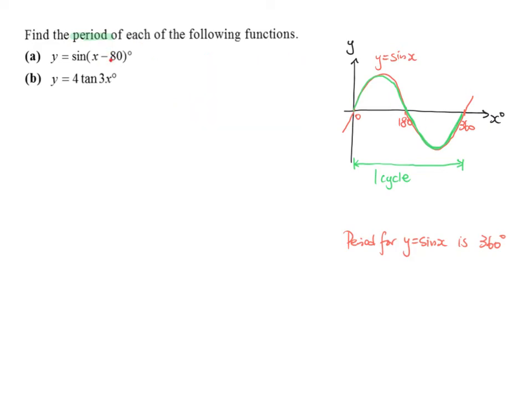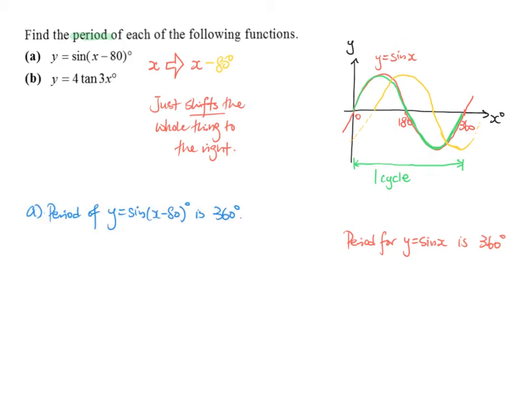Now this one, what happened to this? Sine x becomes sine of x minus 80. What this is doing is just shifting the whole thing to the right because it takes an extra 80 degrees to get to where we are. And it has nothing to do with the period because it's just shifted to the right. So for part A, your period is still 360 degrees.